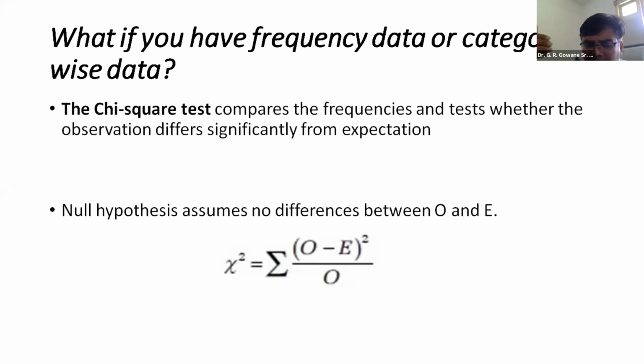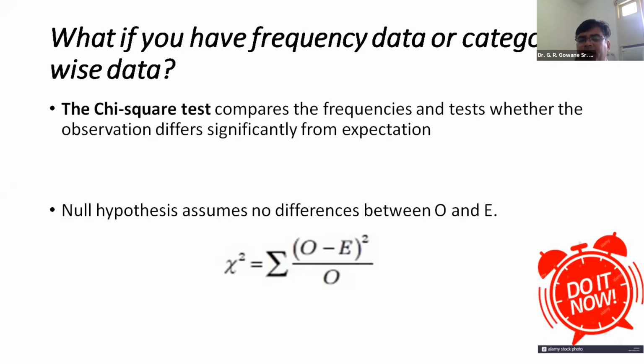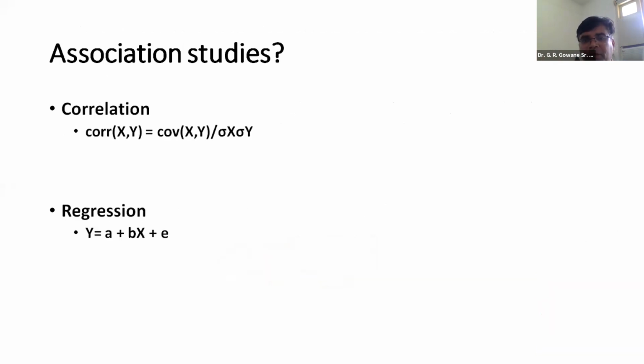We can just propose a hypothesis that there is no difference between the observed values and expected values. So how to test that? We can just subtract the expectations from the observations, square them, sum them, and divide by the expectations. So it's very easy. Even using Excel, you can do it. I'll not show it here just now. So that is for the frequency distribution data.